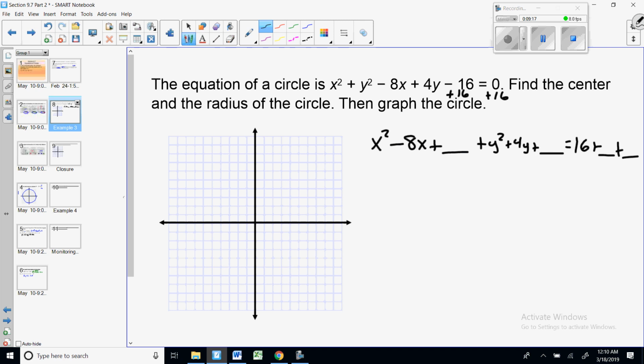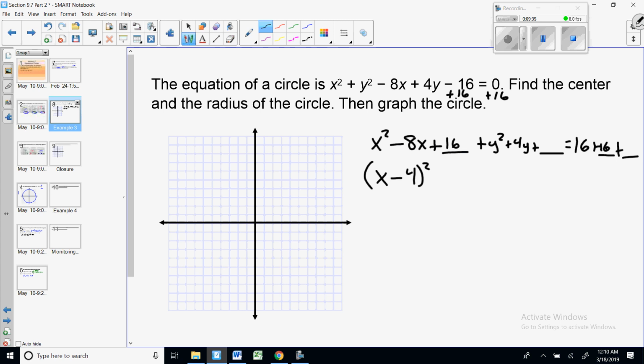So if we take a look here, remember to complete the square on x squared minus 8x, we're going to take our middle sign and bring it down. And then what's half of 8? Okay, it's going to be 4. So that's going to be 4 squared. And 4 squared is 16, and that's got to go in both of our blanks.